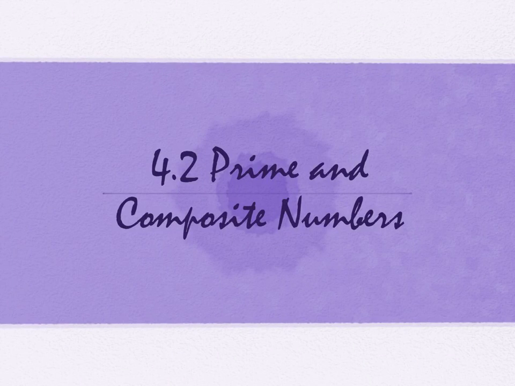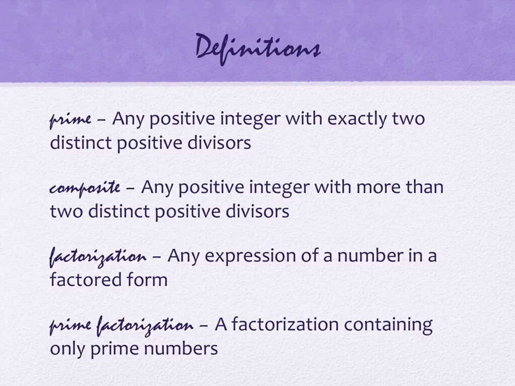Section 4.2, we're going to take a look today at prime and composite numbers. And the very first thing we're going to do is to define what each one of those means. Prime: any positive integer with exactly two distinct divisors is considered a prime number.